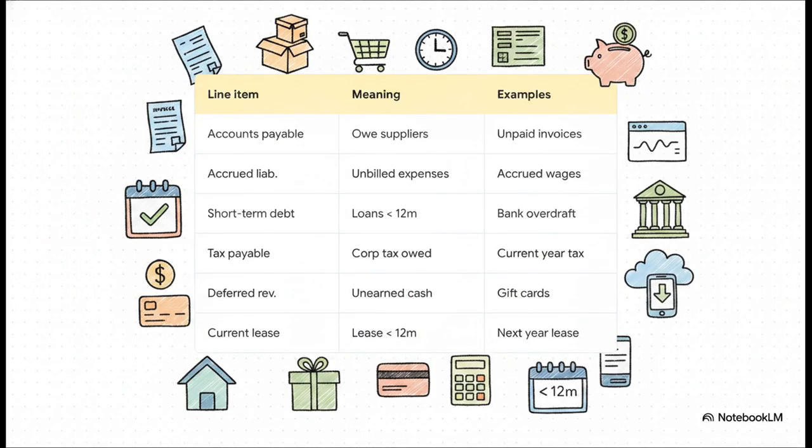Let's group together those immediate obligations. We've got accounts payable, unpaid supplier invoices, accrued liabilities, like unbilled wages at the end of the month, short-term debt, and corporate taxes. But look closely at deferred revenue. This is cash you've already received from customers before you've actually delivered the service. Imagine selling a 1-year software subscription up front. You've got the cash today, sure, but you still owe 12 months of actual service. So it's a true liability until you actually do the work.